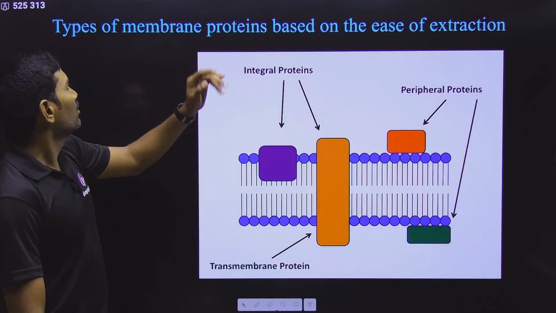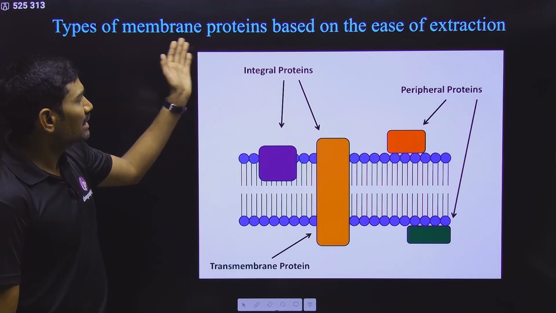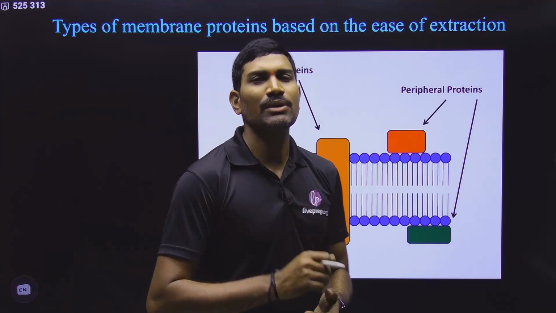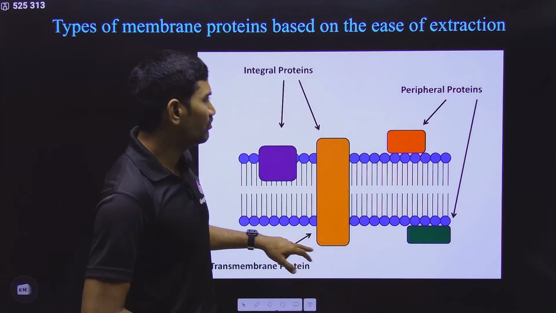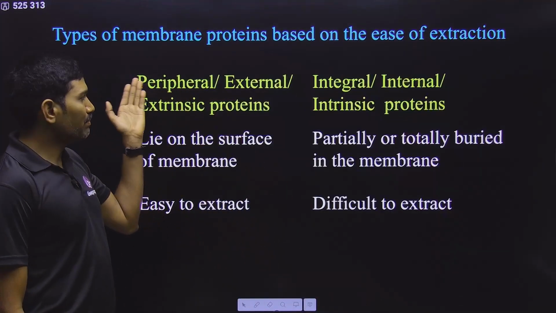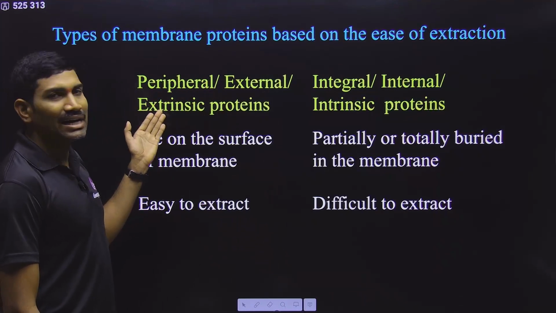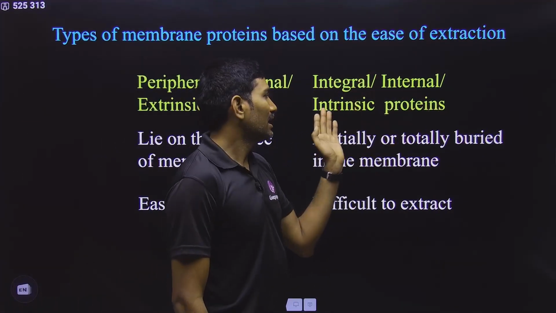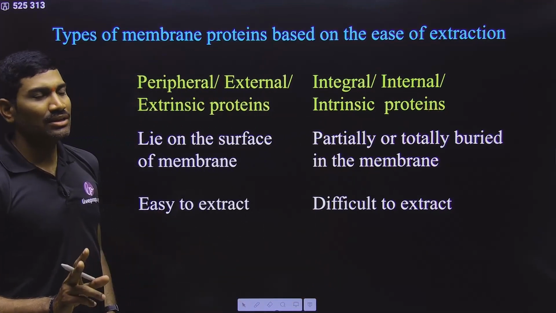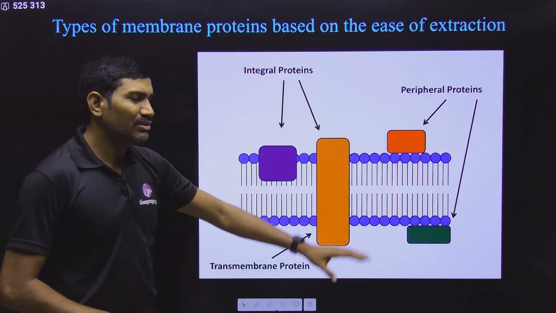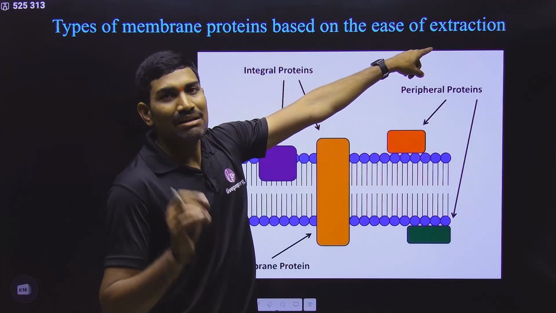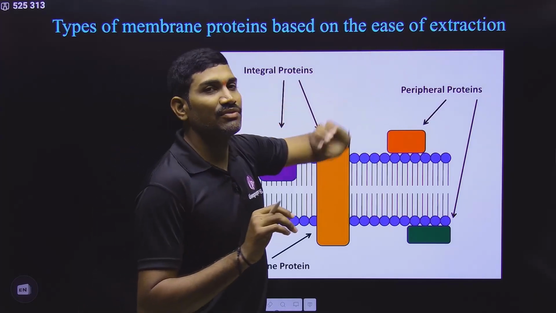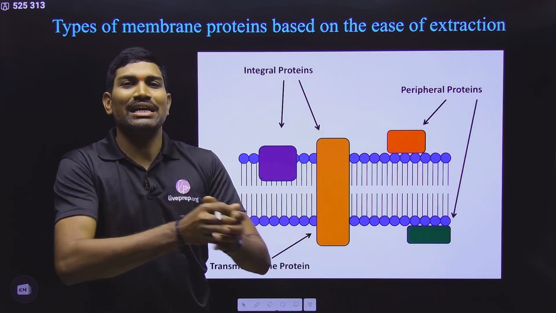Clear? Next one, types of plasma membrane proteins based on ease of extraction. So we are talking about two types of membrane proteins. What are these two types? One is called peripheral or external or extrinsic proteins, and the other type are integral, internal or intrinsic proteins. Two types are there. Please observe this information very clearly. What is the basis for this classification? Ease of extraction. What is the meaning of ease of extraction? How easily you can extract.